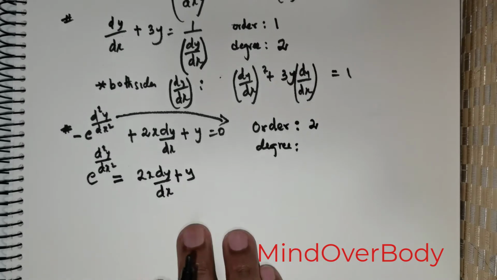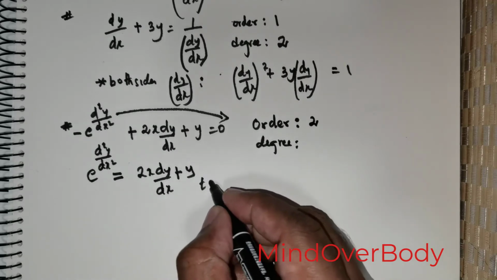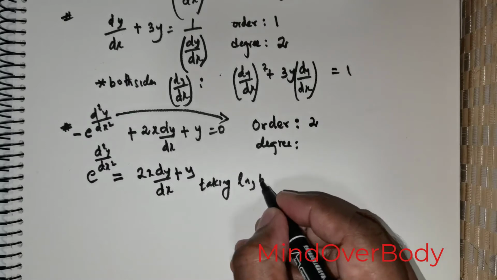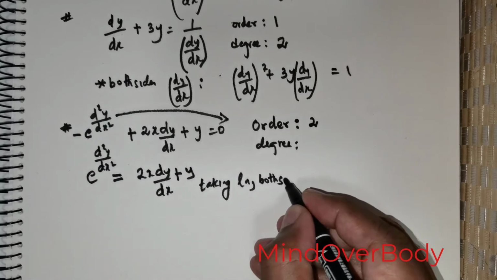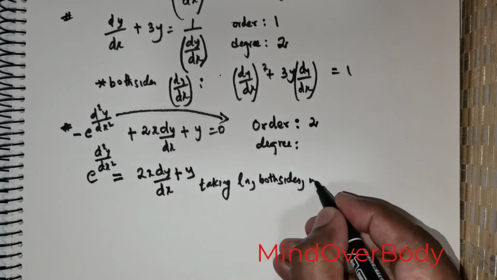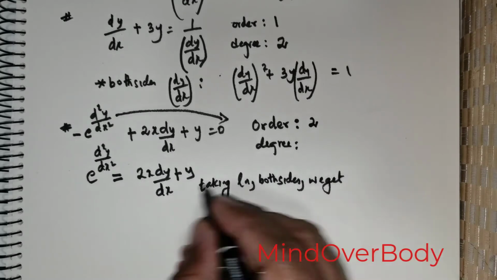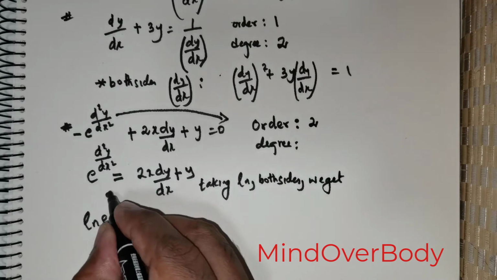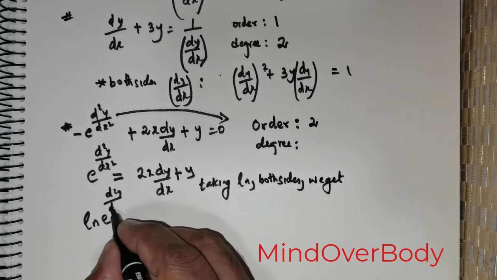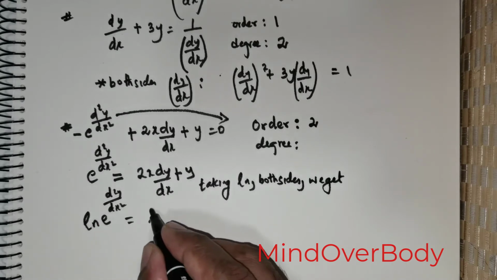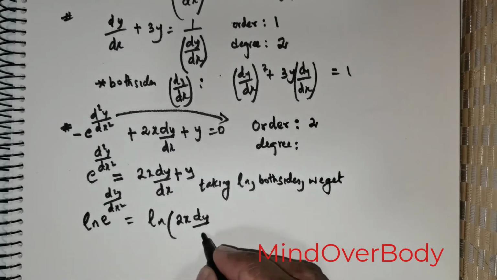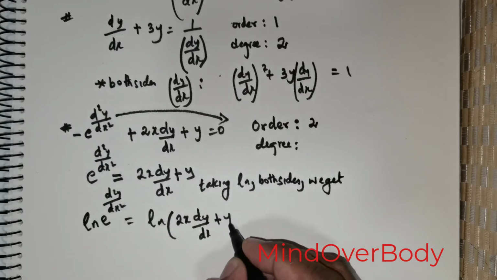Now taking ln both sides, let me write that down. Taking ln both sides, we get, so what do we get? This is going to be ln of e raised to the power of d squared y over dx squared is equal to ln of 2 times x dy over dx positive y.